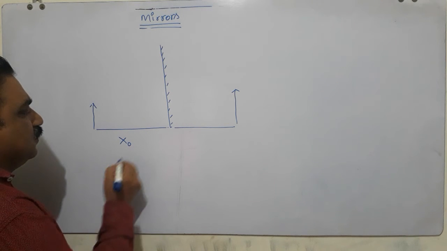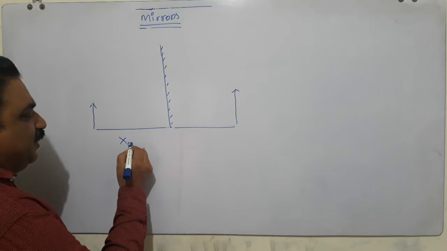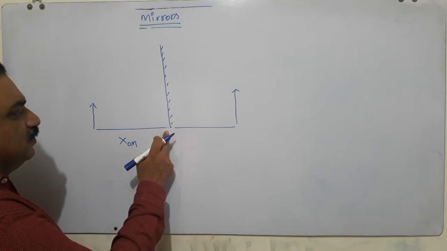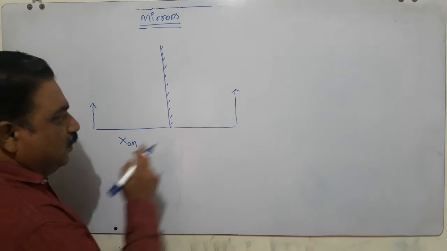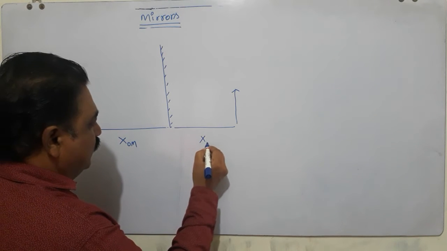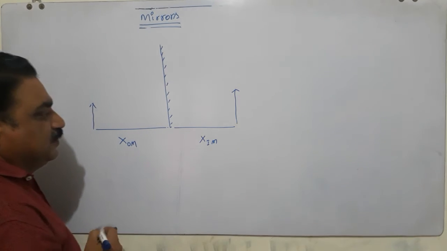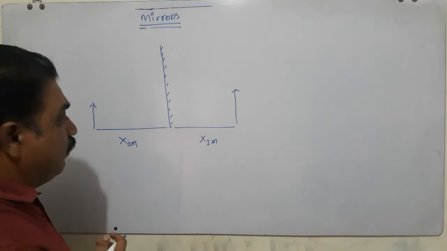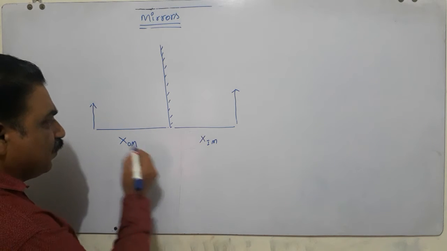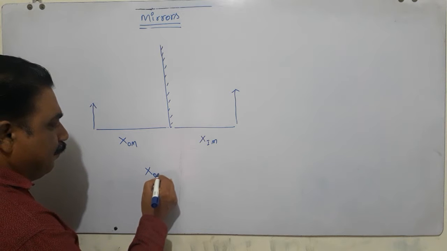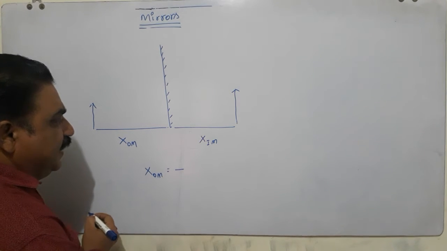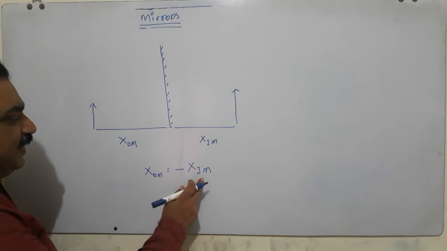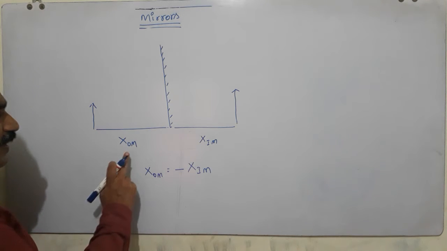X naught with respect to mirror, XOM, is the distance of the object relative to the mirror, and XIM is the distance of the image with respect to the mirror. As we have already known, XOM is equal to minus XIM. Otherwise, XIM is equal to minus XOM.